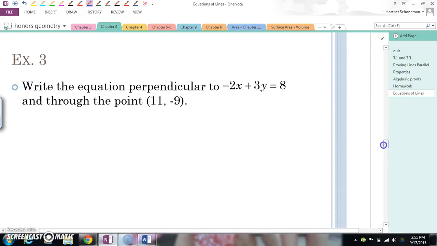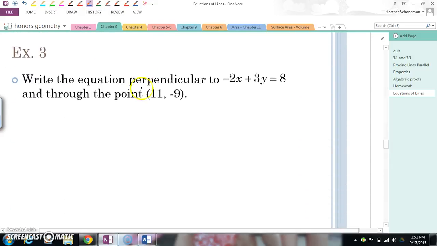All right, let's look at example 3. We're going to write the equation perpendicular. Now remember, that meant opposite reciprocal to this line. But this line is not in slope-intercept form, so recognizing the slope makes it a little bit more difficult. But in standard form, ax plus by equals c, there's a quick way to find the slope. The slope can be found by taking the opposite of a over b. You should have learned that last year, but we can practice more next week.